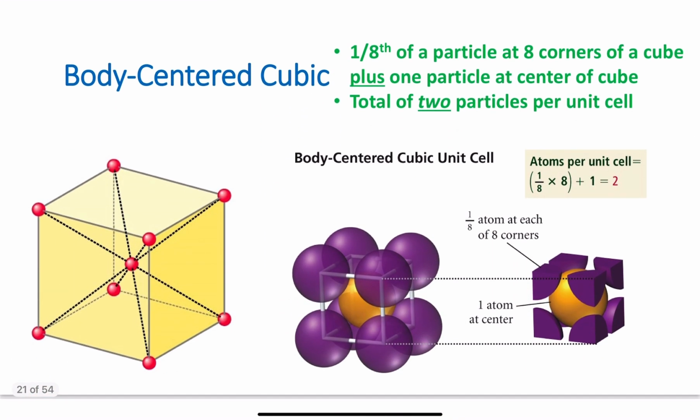Body-centered cubic, we have that 1/8 of a particle at the 8 corners of a cube, just like our simple. So each of these circles is shared by 8 different things, so they each contribute 1/8 to this unit cell. But we also have 1 particle, this orange one we see in the center, centered inside that cube. So that one in the center is only residing within this unit cell. That gives me a total of 2 particles per unit cell. Because this one is not being shared by anything else, it's completely unique to this unit cell. That is called a body-centered cubic cell. We see it here as well, where it's centered inside the body. So BCC, 2 atoms per unit cell.